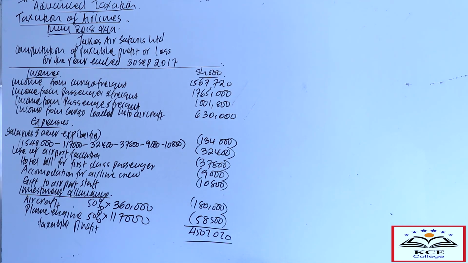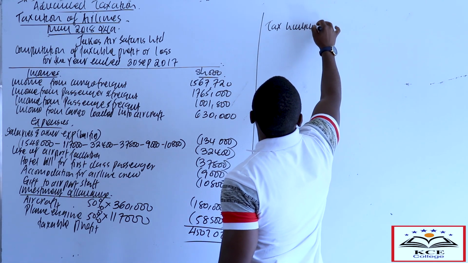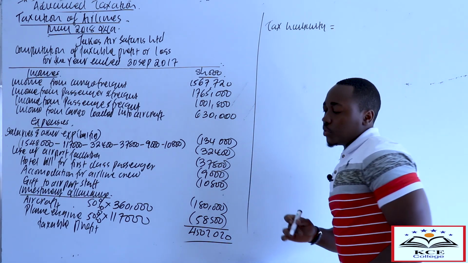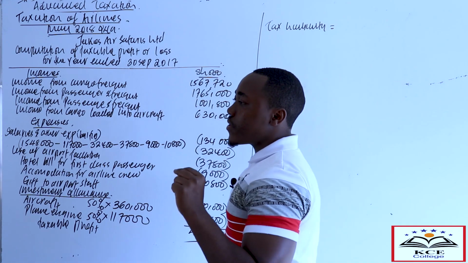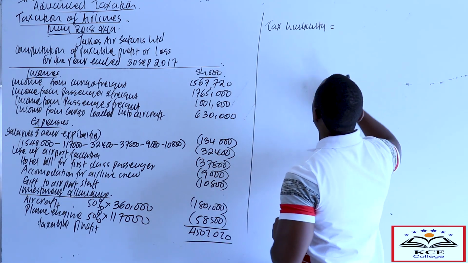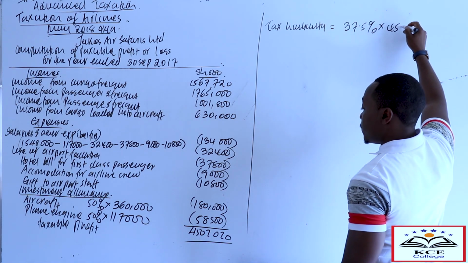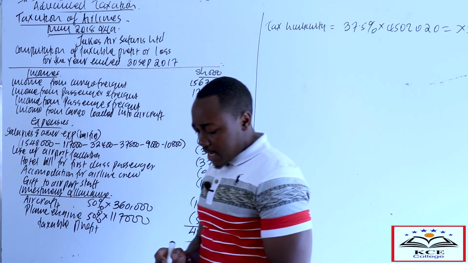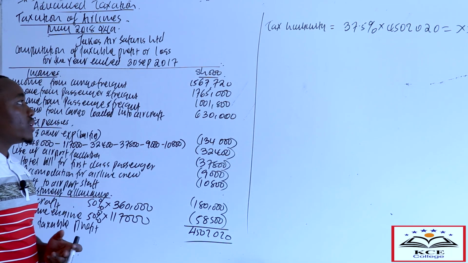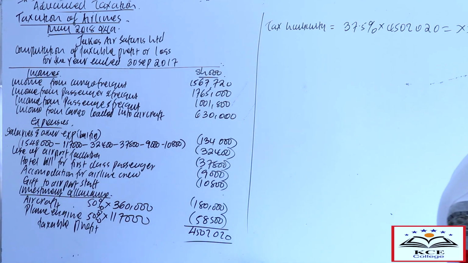If I'm not wrong. Then how do you get the tax liability? Let's read the first paragraph. It tells us that Jet Air Safaris Limited is a foreign company, therefore it's not a resident company. A foreign company will be taxed at 37.5% of your answer. The rate for non-resident companies, we said, is 37.5%. And that marks the end of that session.